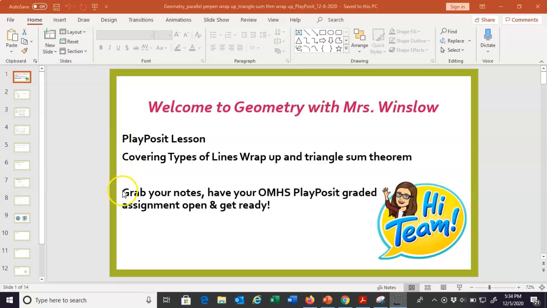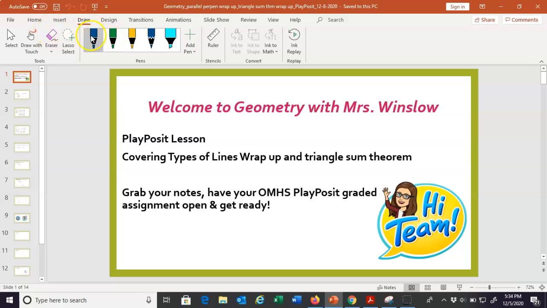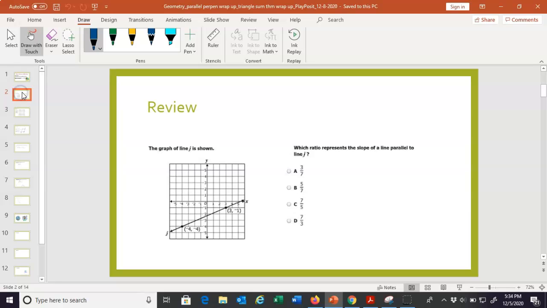We are going to be covering different types of lines and then wrapping up the triangle sum theorem that we started last class. So go ahead and grab your notes, grab your OHS play pause it graded assignment, have that open, and we'll get started.